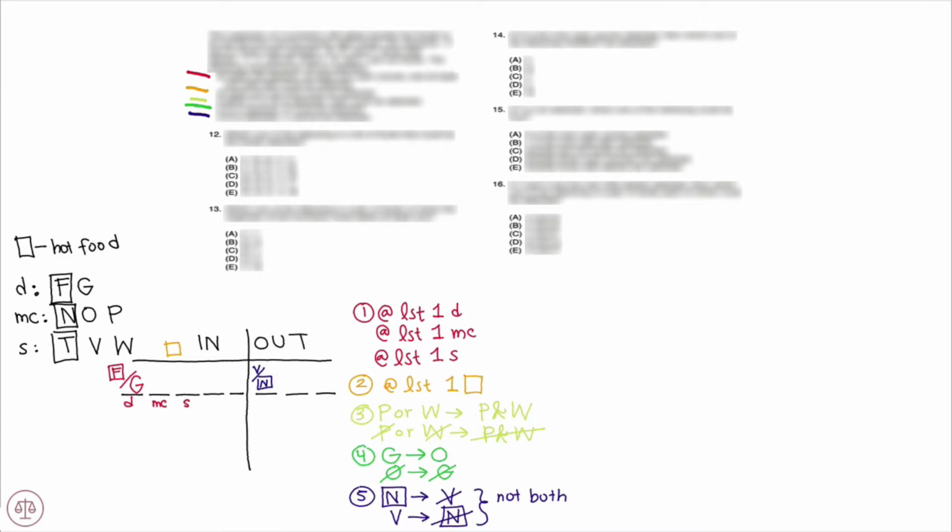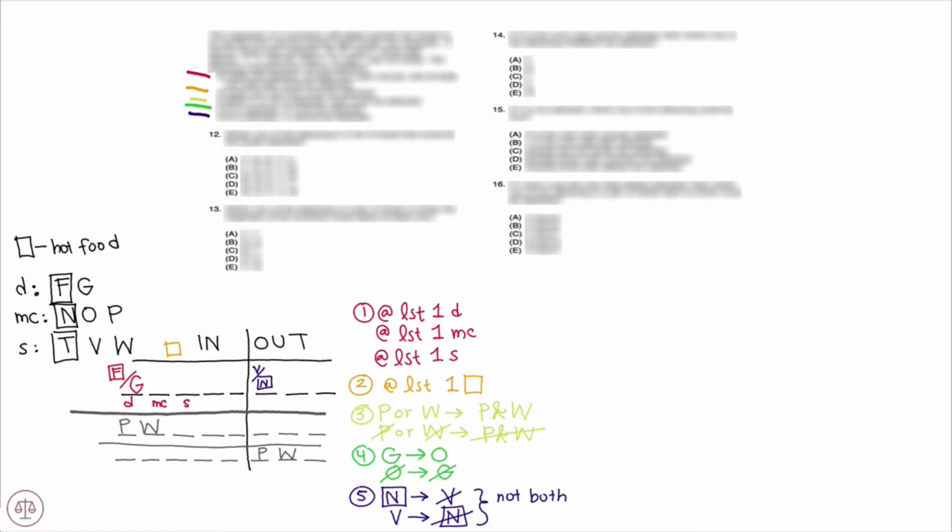Alright, so now we have a huge deduction. We know from rule number 3 that we're either going to have both P and W in, or both P and W out. Because if one of P or W is in, they're both in, and if one of them is out, they're both out. So let's draw out both options. We have P and W in for this first option, and P and W out in the second option.